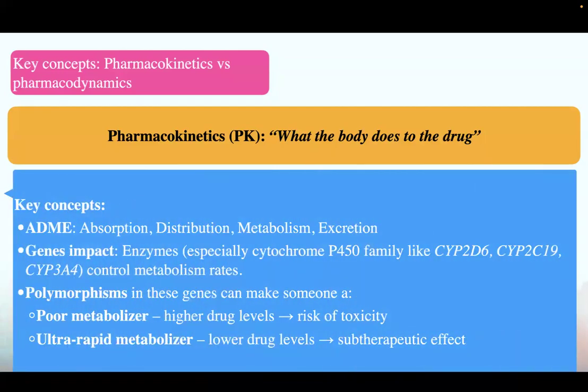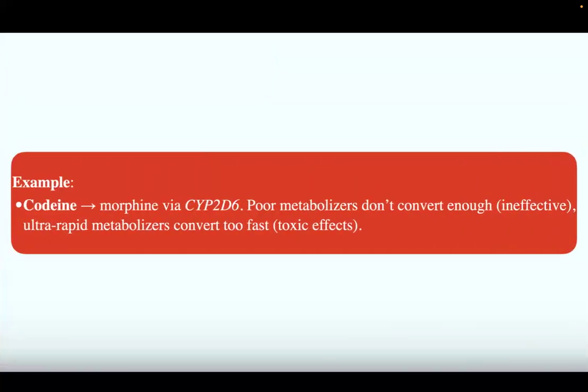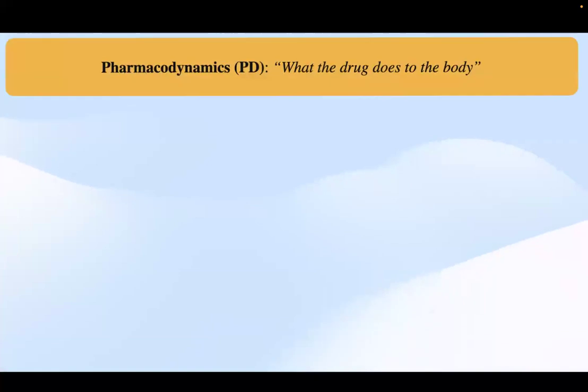So we have key concepts here: ADME, absorption, distribution, metabolism, excretion, and genes impact. We have enzymes here, especially the CYP450 family, like 2D6, 2C19, and 3A4, which control your metabolism rate. Polymorphisms in these genes can make someone a poor or ultra rapid metabolizer, which can have subtherapeutic effect and risk of toxicity also. And this is the example: codeine to morphine via CYP2D6. A poor metabolizer doesn't convert enough; an ultra rapid metabolizer converts too fast, with toxic effect. I think this is clear.